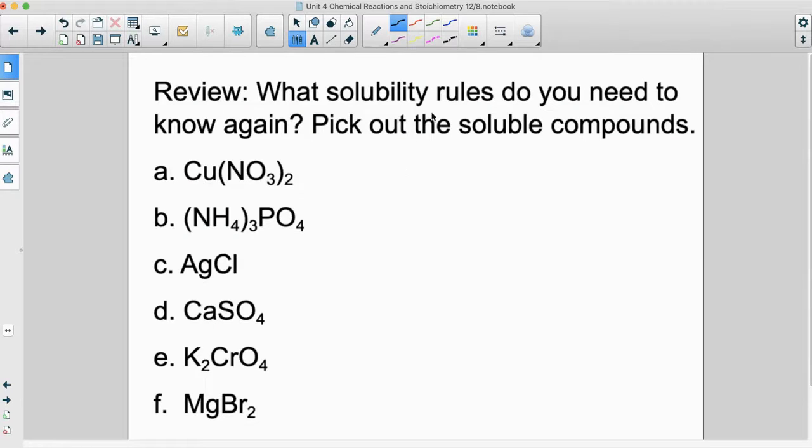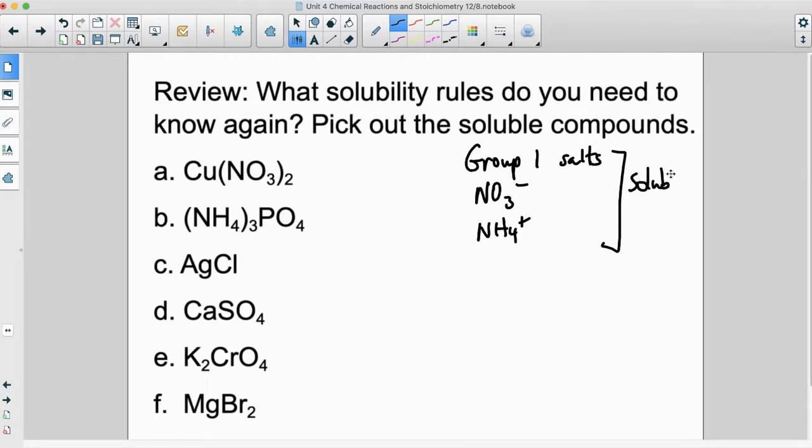We reviewed the solubility rules, so there are 3 solubility rules that you need to memorize. So the rules are that group 1 salts, any ionic compound with a group 1 ion, is soluble. Nitrates, NO3-, these are soluble. NH4+, those are soluble. So all of these are soluble, okay, or they will be labeled as AQ, aqueous, dissolved in water. And so these are the solubility rules that you need to memorize.